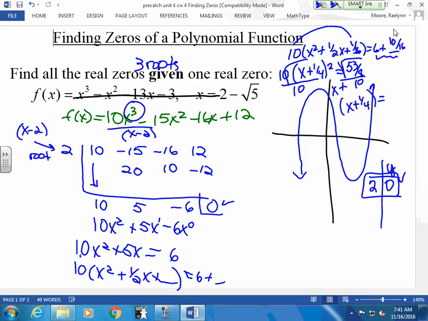Not pretty. So is it 53/80? Then take the square root. And then subtract 1/4, so you get negative 1/4 plus or minus the square root of 53/80. Now, we don't have to reduce the radicals anymore. You can leave it like that.